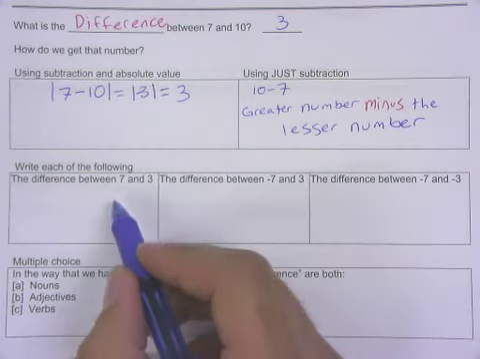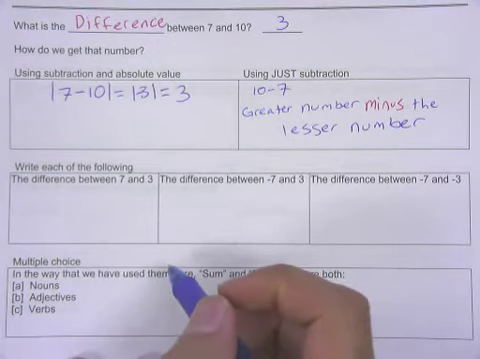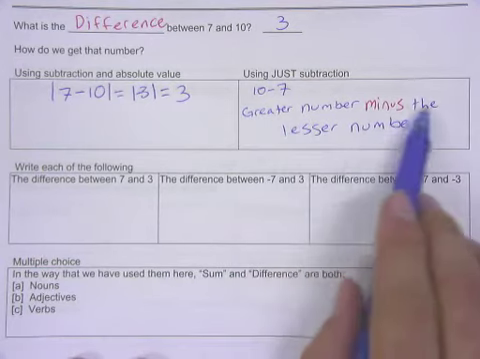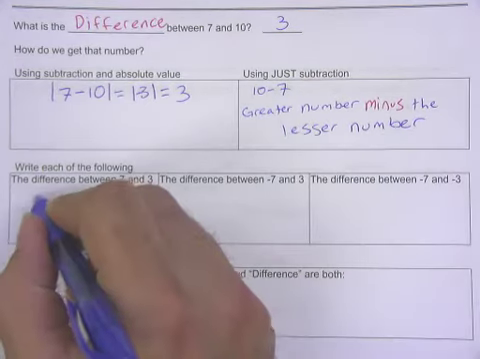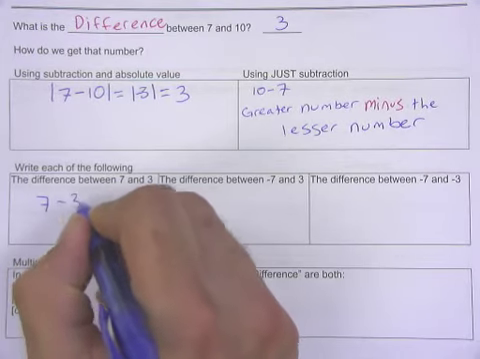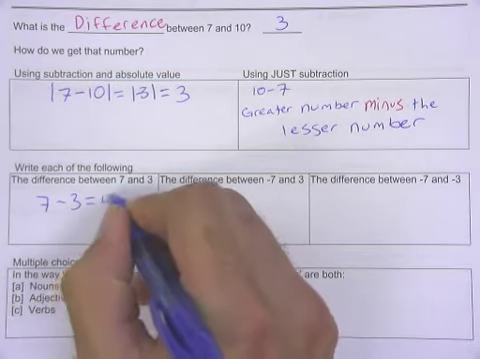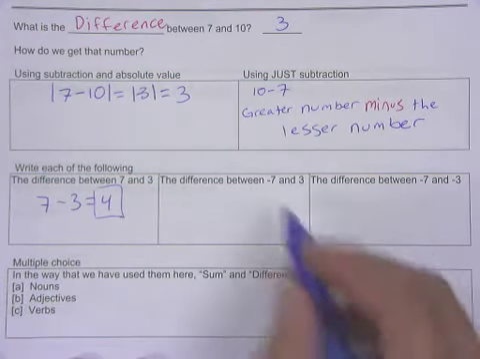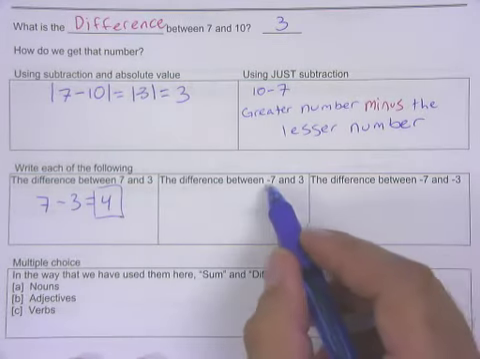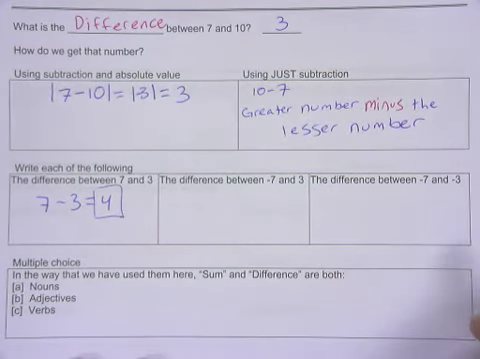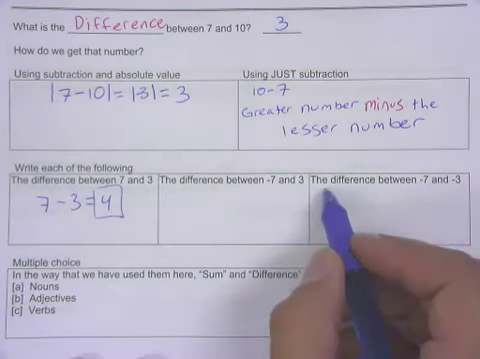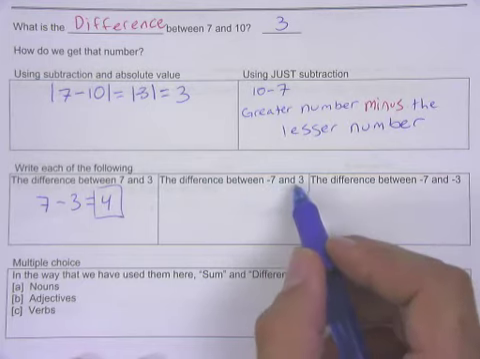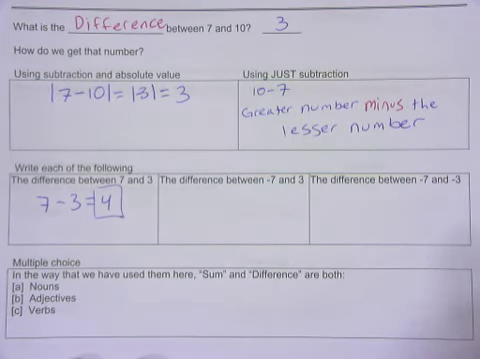All right, let's look at the difference between 7 and 3. If I want to use this greater number minus lesser number, I would have 7 minus 3, which is 4. So the difference between 7 and 3 is 4. This one's a little trickier. The difference between negative 7 and 3, right? You could count on a number line and find that negative 7 and 3 are 10 apart, which means the difference between negative 7 and 3 is 10.